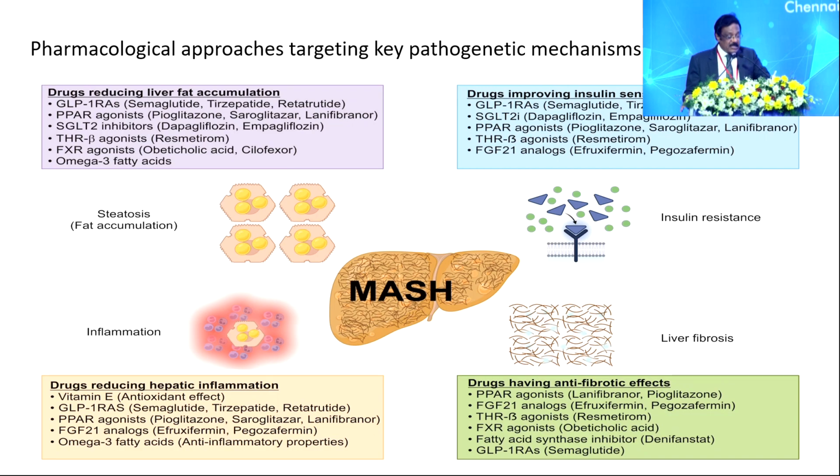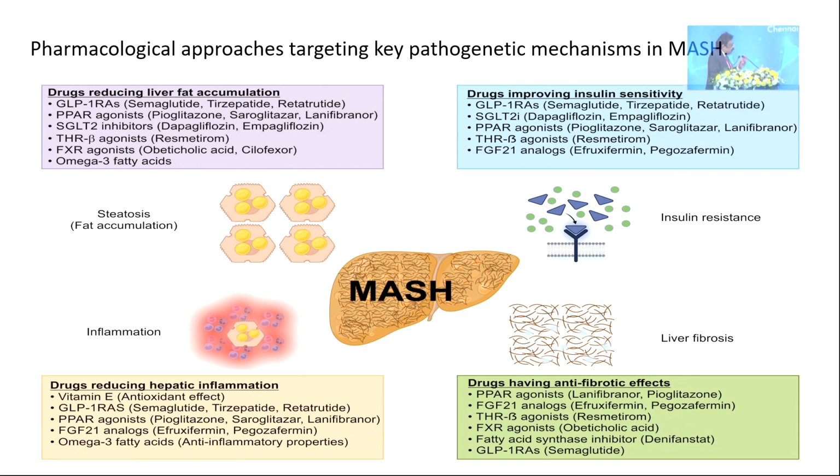And of course, in MASH also you can see that there are so many actions of these molecules that have come out to deal with MASH. You can see the 4 events that occur in MASH. One is steatosis, that is the fat accumulation due to insulin resistance, that causes inflammation and liver fibrosis. In all these categories, you can see the GLP-1 receptor agonists, SGLT2 inhibitors and pioglitazone taking care of it. So these 3 molecules take care of insulin resistance, steatosis and inflammation. Of course, for liver fibrosis, among these 3 drugs, saroglitazar also has a role.